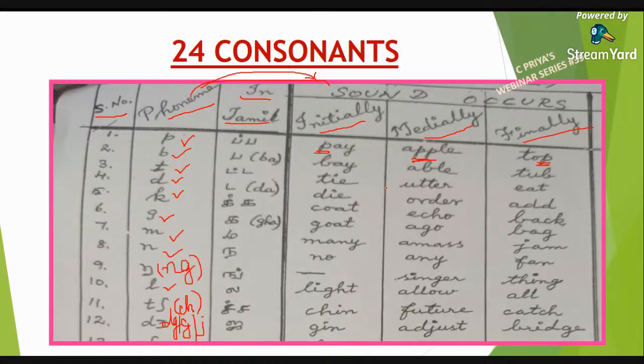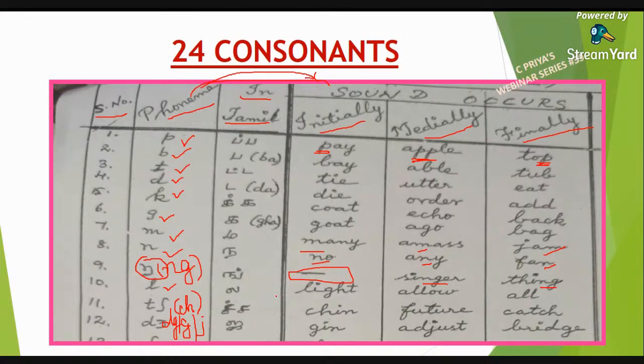Tie, utter, eat, die, order, add, quote, echo, bag. The ga sound: goat, ego, bag. The ng sound: sing, many, amass, jam. The ng sound has no beginning in a word. It has no beginning. Singer, thing, ring, wing, similarly.